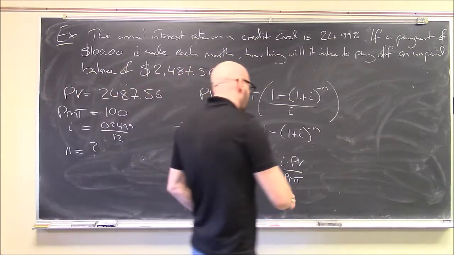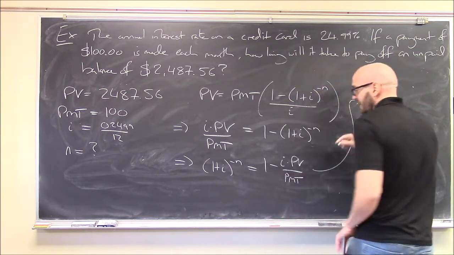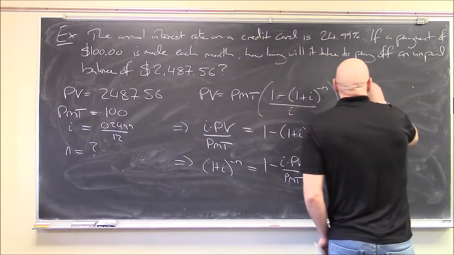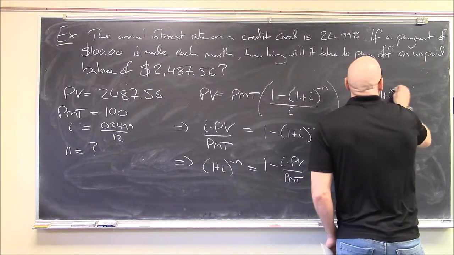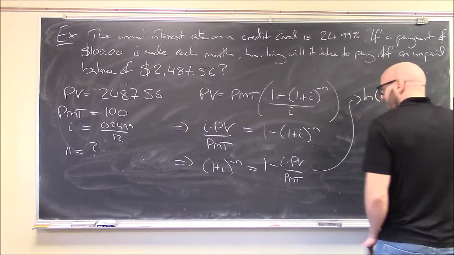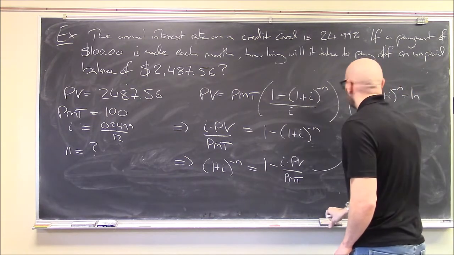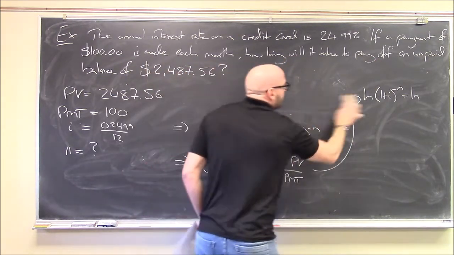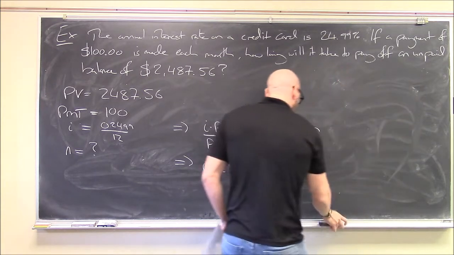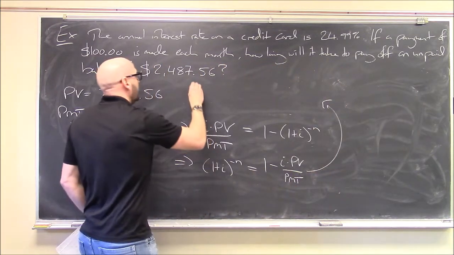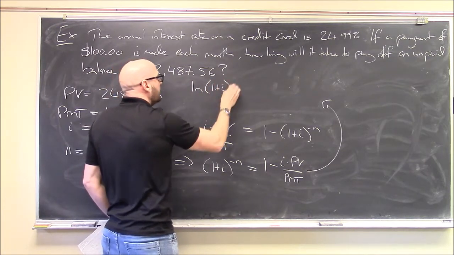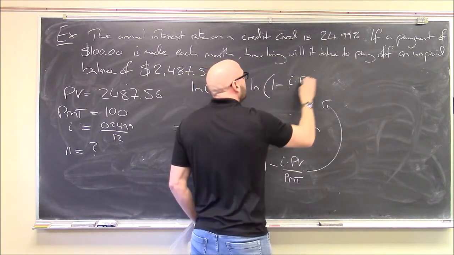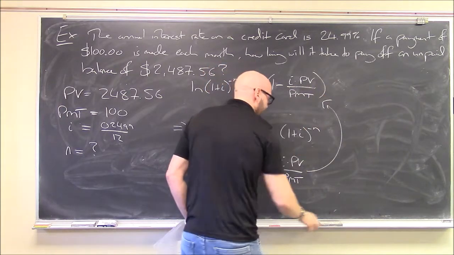Alright, so we want to solve for N. N is stuck in the exponent right now, so what do I do? I take the log. I take natural log of both sides. So I've got ln of (1 plus I) to the minus N is equal to ln of (1 minus I times PV over PMT). Awesome.